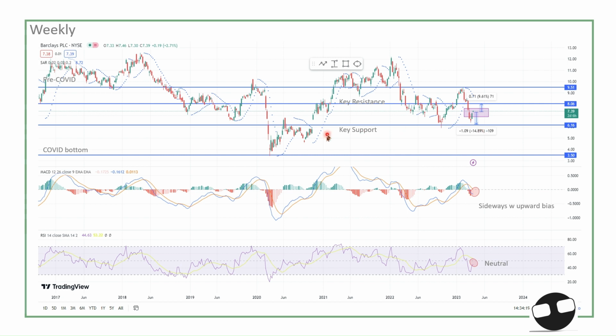Now for the weekly, we are getting this reading from the MACD. We have an upward bias here. And again, for the RSI, very similar to the daily charts, it's actually trading around the neutral zone and started to pick up an upward movement. Although we don't have confirmation yet from the parabolic SAR for the price to rebound.